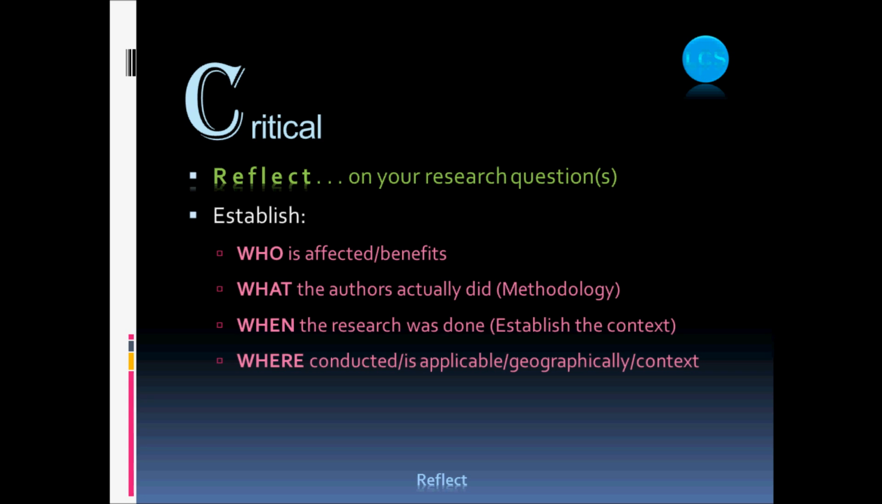Where was it done? Where was it relevant? Where was it applicable? Where was it not applicable? Where geographically was it relevant or irrelevant? Where was the context applicable? And of course, it can be any or all of those issues. The locality is of critical importance to your reading.